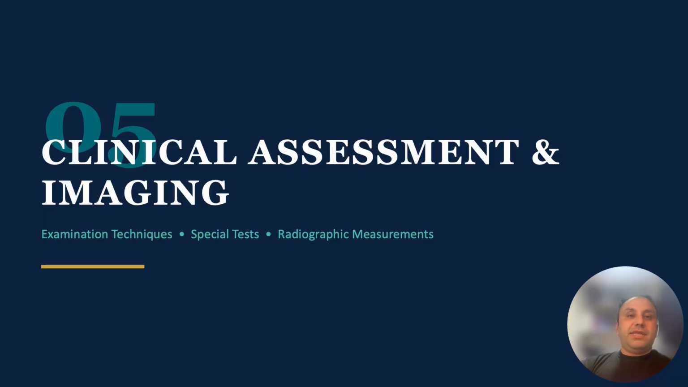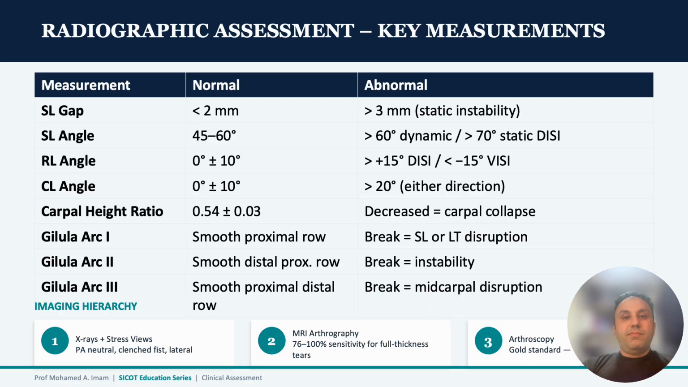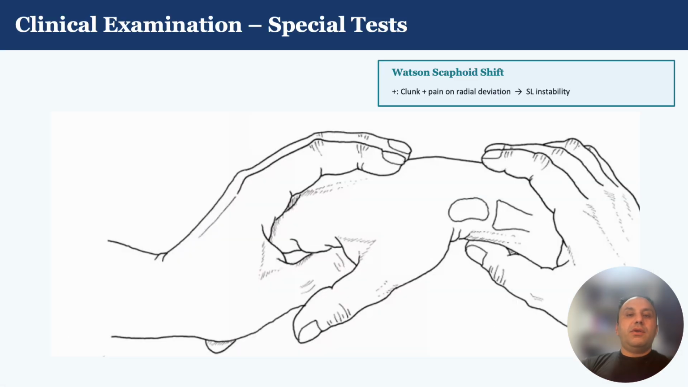So, a systematic approach to clinically assess these patients, starting with history, inspection, palpation, motion, special tests, and then imaging protocol. Different tests have been described. We'll go through them one by one. And then you do x-rays: PA neutral, PA clenched fist, PA radial and ulnar deviation, lateral neutral, lateral extension, and always compare contralateral. One test is important, the Reagan ballottement test.